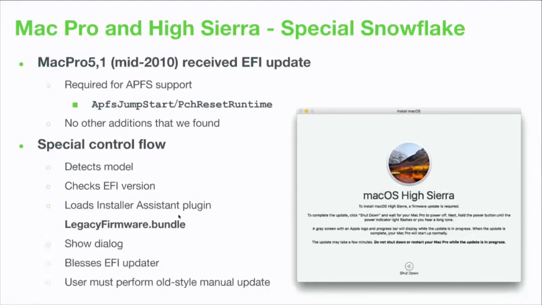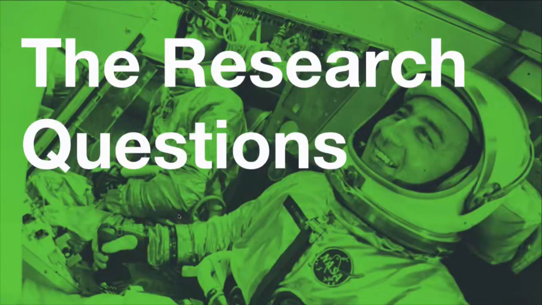And it just basically goes through, detects the model, checks the EFI version, loads a plugin that deals with this, and then does the same blessing as before, but it is a manual process. Those are some of the new things in 10.13 that we found. We didn't find any security updates that we can tell in those EFI updates for those older models, purely aimed at APFS compatibility. Rich?